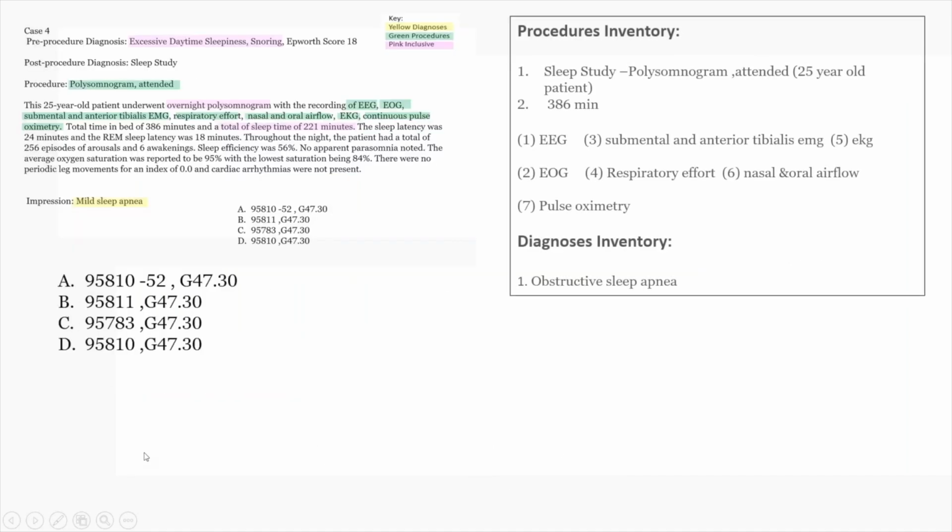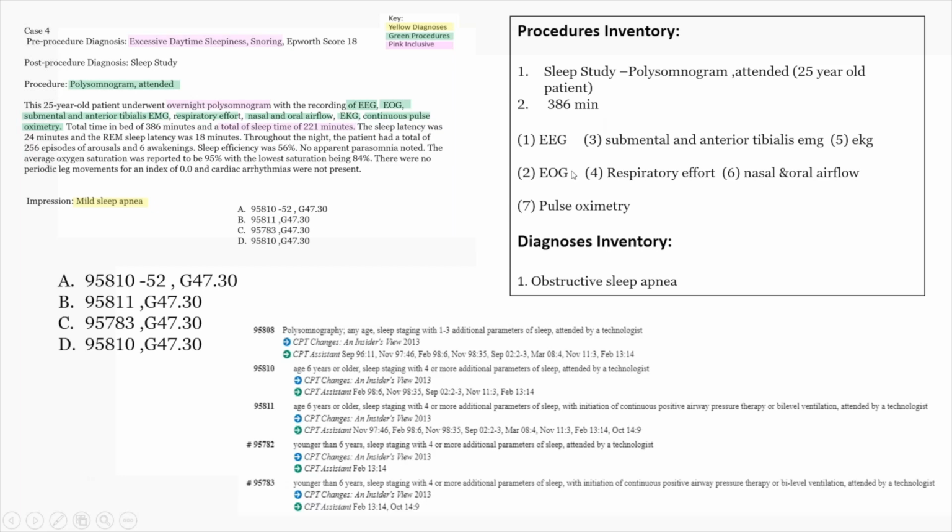Now let's go ahead. This is the procedure inventory. We have a sleep study. Once again, this is a polysomnogram, and this is attended, and the age of the patient is 25 years. Total time in bed was 386 minutes. And these are the parameters. We have 7 parameters measured in this scenario. And for the diagnosis part, we have obstructive sleep apnea. These are our code options.